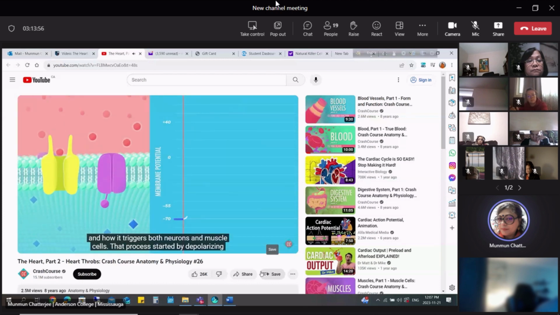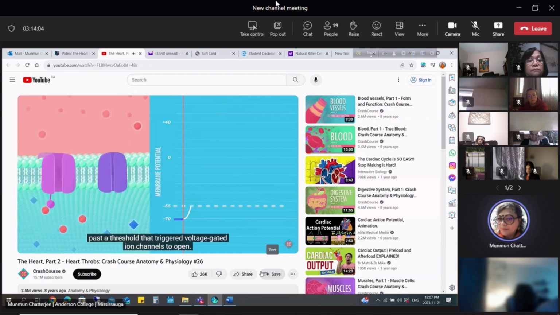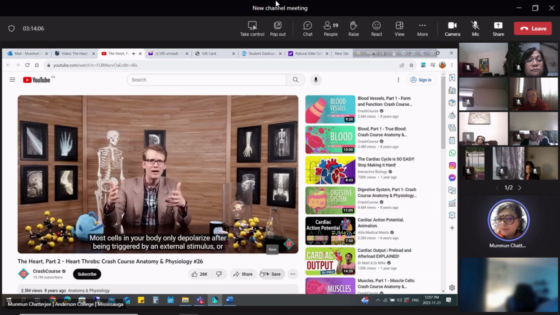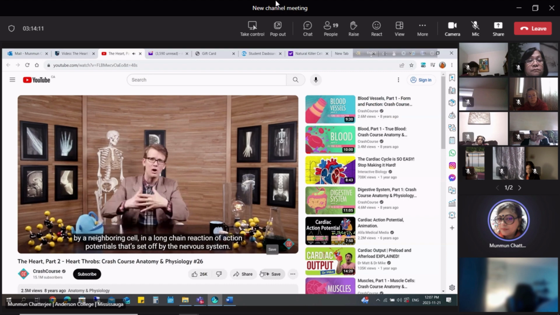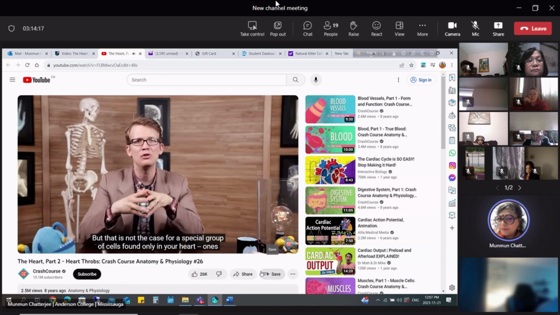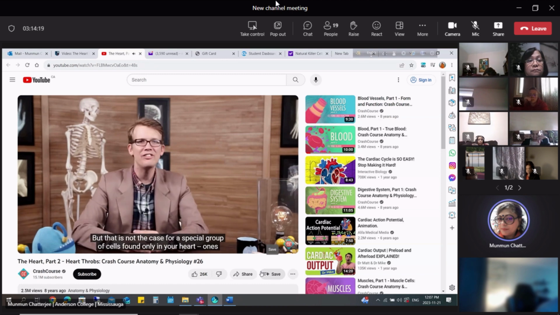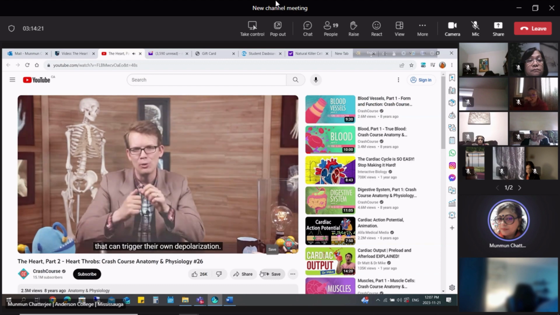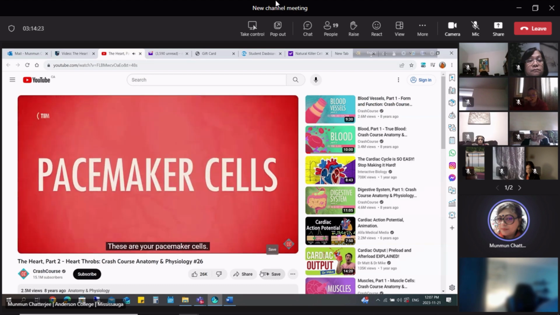That process started by depolarizing the cell, that is, pushing the cell's membrane potential from negative toward positive past a threshold that triggered voltage-gated ion channels to open. Most cells in your body only depolarize after being triggered by an external stimulus or by a neighboring cell in a long chain reaction of action potentials that's set off by the nervous system. But that is not the case for a special group of cells found only in your heart, ones that can trigger their own depolarization. These are your pacemaker cells.